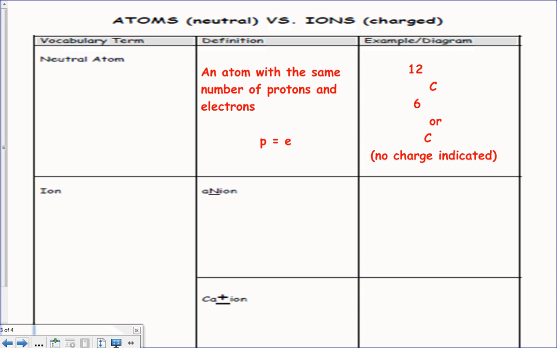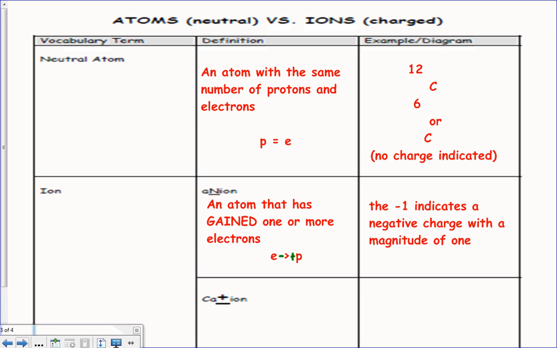An anion, a negative ion, is an atom that has gained 1 or more electrons. Therefore, electrons are greater than protons. I'm going to put a little symbol in there: e negative, greater than p positive. That's how I like to write them. An example would be the negative 1 indicating a negative charge with a magnitude of 1. If I drew a carbon with brackets around it and a negative 1 in the top, that is an ion. As a matter of fact, it's an anion. Carbon doesn't usually form a negative ion. I just wanted to show you what that would look like.